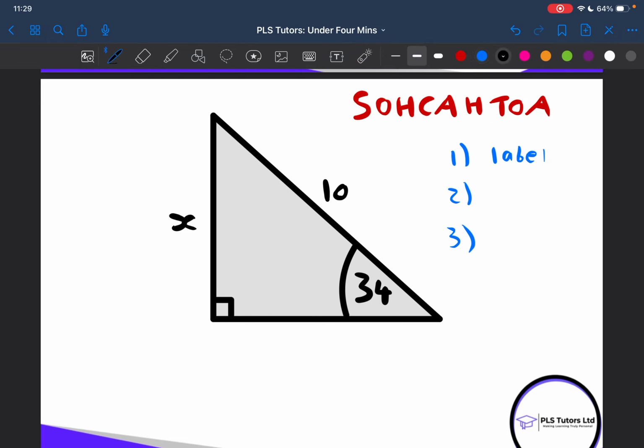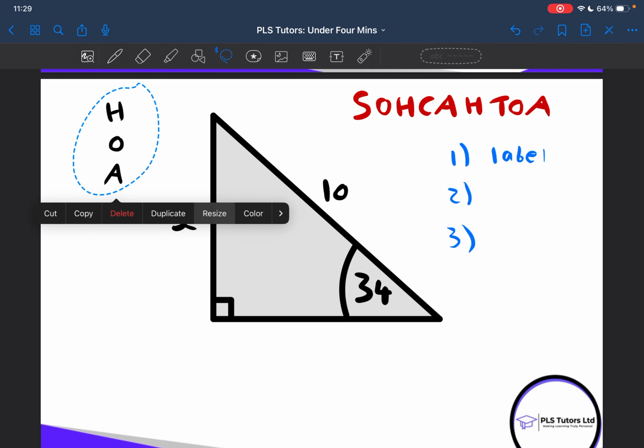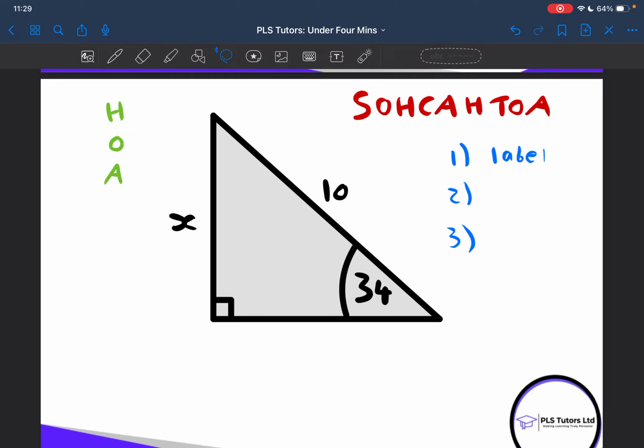Now H, O, and A, if we write those out, they're the labels we're going to put on each of our sides. So H is what we call the hypotenuse. That's the longest side on the triangle. So H is always going to go on the longest side, so H can go here. O stands for opposite. So if we were at our angle, if we were stood here, O is the opposite side. A is adjacent, so that's just the side at the bottom. Okay, so step 1, we've labelled our sides.